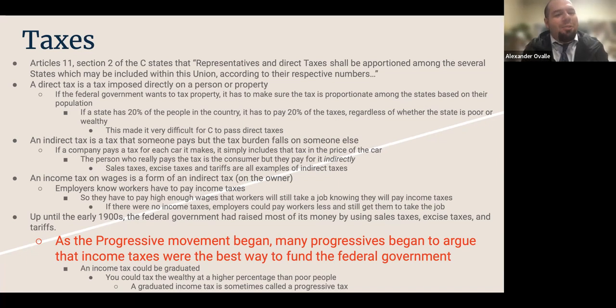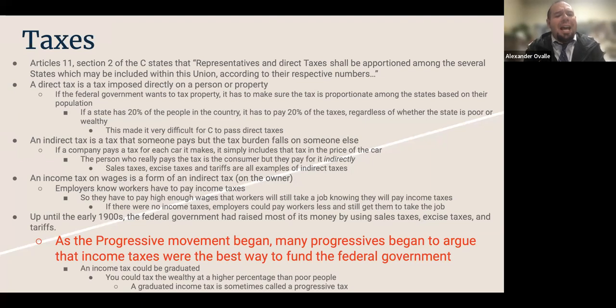So if a state has 20% of the population in the country, like say New York or California, it has to pay 20% of the taxes, regardless of whether the state is poor or wealthy. This will make it very difficult for Congress to pass direct taxes because it's in the Constitution, right? You would need an amendment.